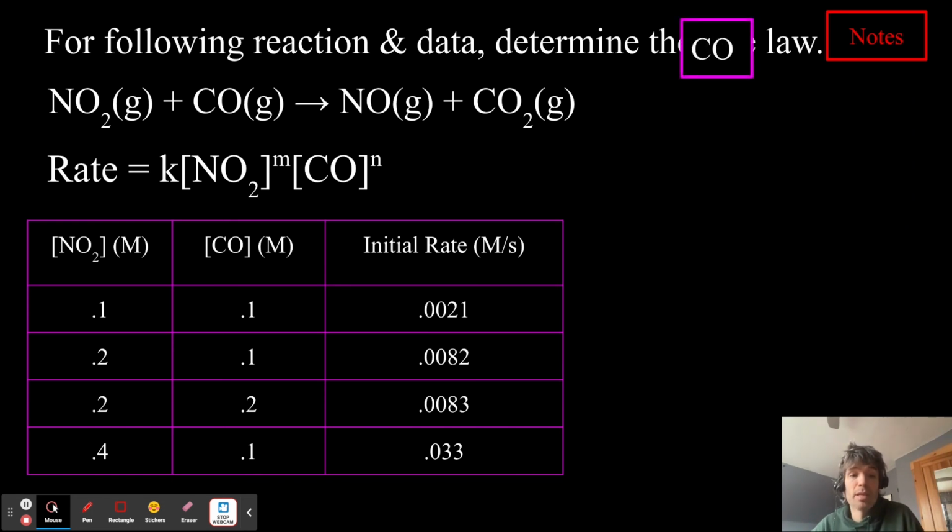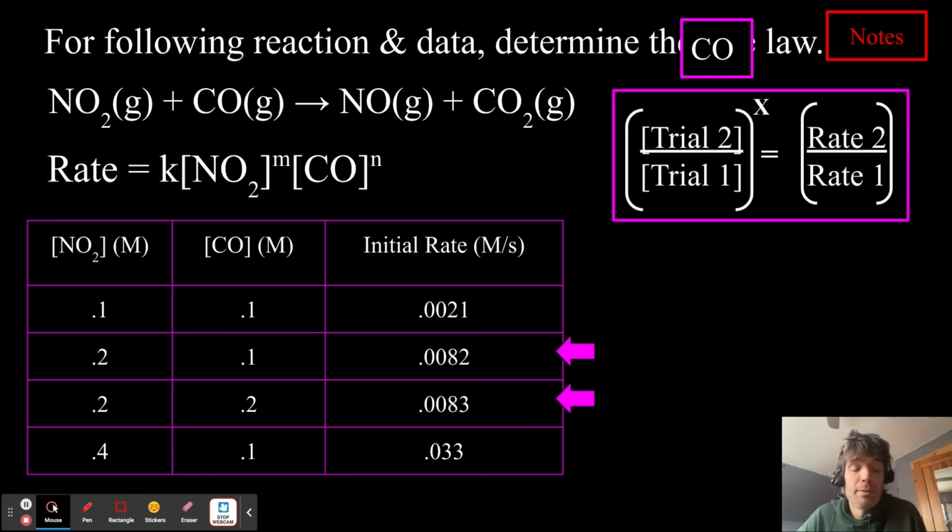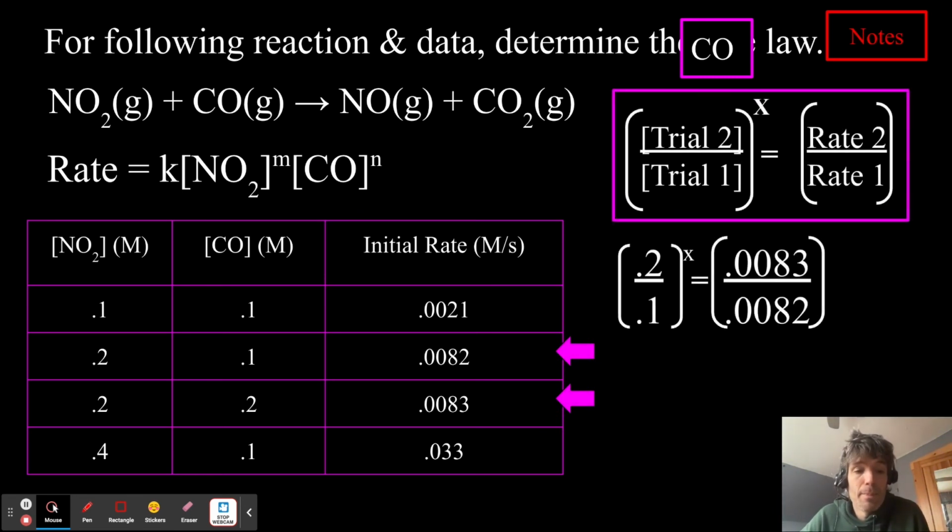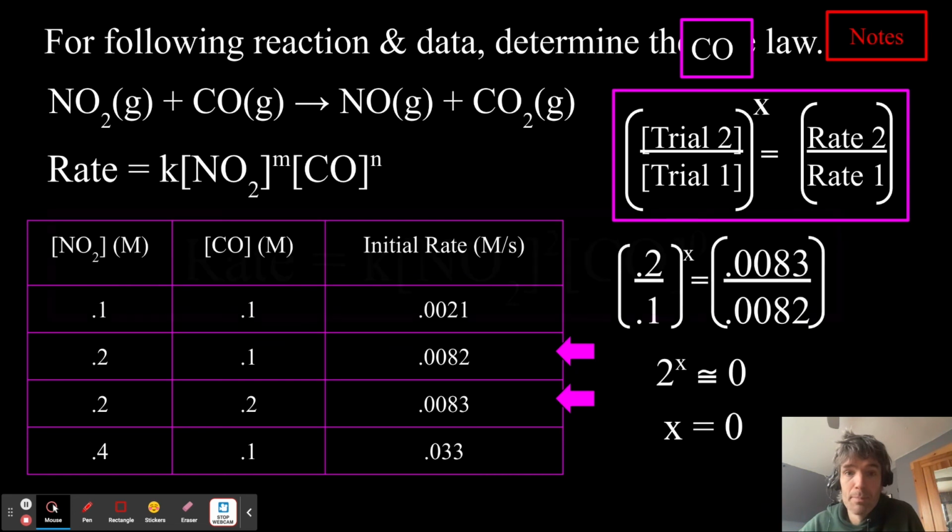Now I'm going to need to do the same thing with carbon monoxide. Which 2 trials have nitrogen dioxide remaining constant? There's only 2: the second and third. Now you'll notice here that the concentration doubled and the rate stayed constant. I know it's not exactly 0, but that means N here is equal to 0. So the reaction is 0 order with respect to carbon monoxide.